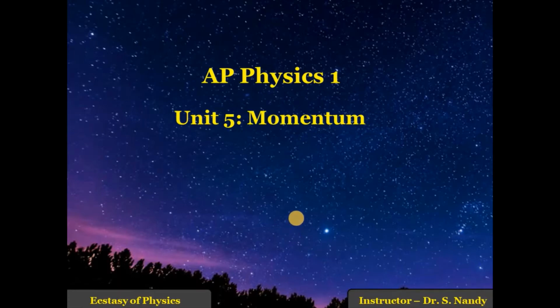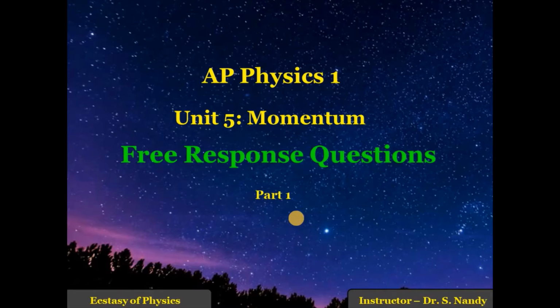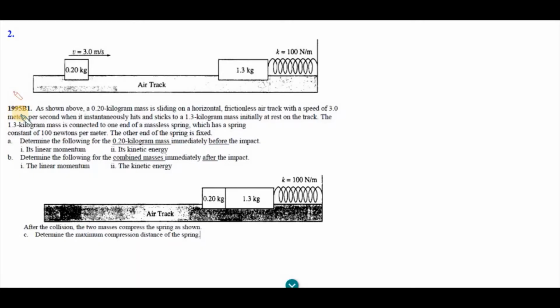In this video, we are going to talk about the momentum free response questions. These questions we have got in the 1995 AP Physics 1 test. As shown above, a 0.2 kg mass is sliding on a horizontal frictionless air track with a speed of 3 meter per second when it instantaneously hits and sticks to a 1.3 kg mass initially at rest on the track.